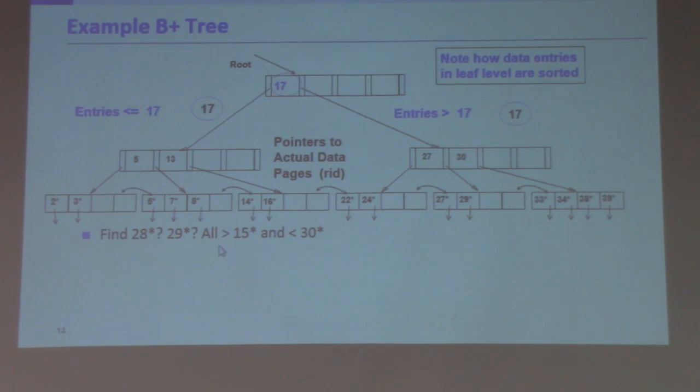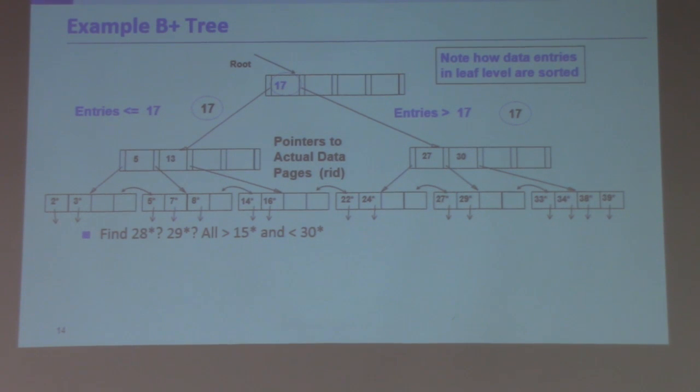If I want to find all values greater than 15, I load this page, come here, then it's greater than 13, so I'll come here. Then I simply do a sequential scan in the leaf level pages. So now all you have to do is 1, 2, 3, 4, 5, 6. But keep in mind, the first 1, 2, 3 are random IOs. The remaining 1, 2, 3 IOs are sequential IOs, given the way we store these pages on the disk.